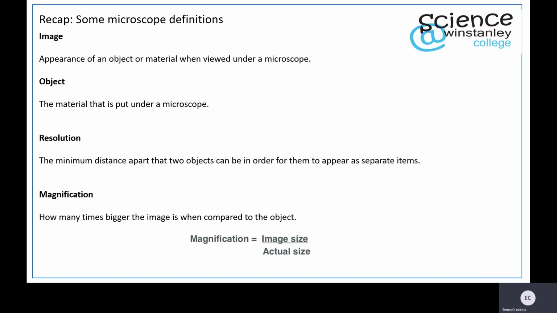You have the image, which is the appearance of an object or material when viewed under a microscope. You have the object, which is the material that is put under a microscope. Resolution is the minimum distance apart that two objects can be in order for them to appear as separate items. And magnification is how many times bigger the image is when compared to the object. And here is the equation for magnification: image size over actual size. There is another PowerPoint on magnification equations, so do make sure you look at this if you do not understand the equation.